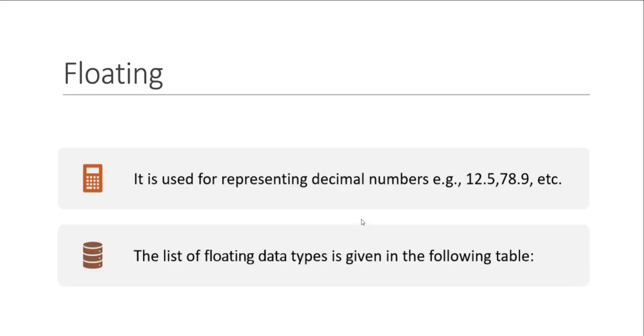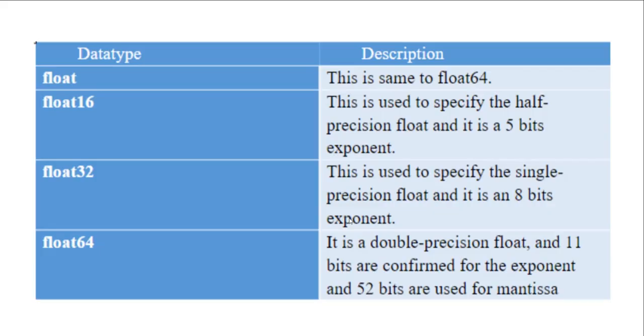Now we will understand our next data type, that is floating point, and it is basically used for representing decimal numbers, for example 12.5, 78.9. The list of floating data types is given in the following table. The first one is float. It is similar to float64. That means it is a double precision float, and it contains an 11-bit exponent and 52 bits are used for the mantissa. The next one is float16. This is used to specify the half precision float, and it has a 5-bit exponent. The next one is float32. This is used to represent the single precision float, and it has an 8-bit exponent.